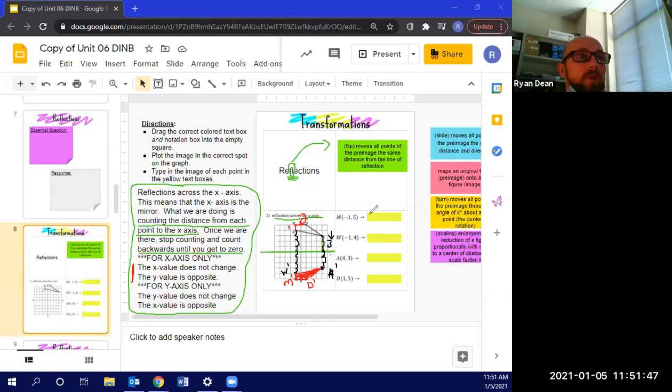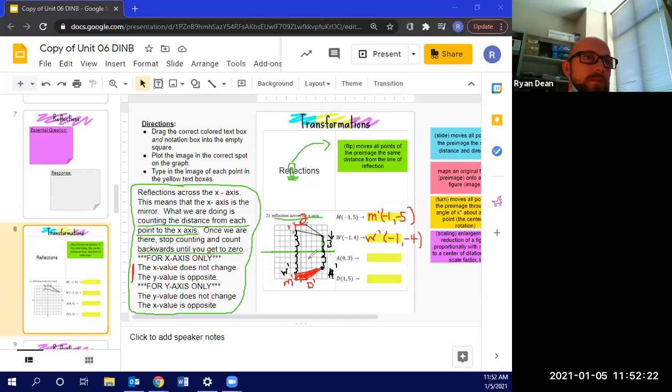So point M prime is going to be -1 for the x because the x value does not change. But the y value is going to be the opposite of what it originally was. So that's going to be -5. W prime, the x value does not change, but the y value is going to be the opposite.